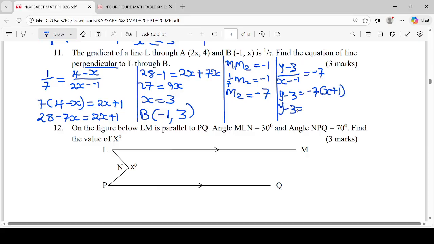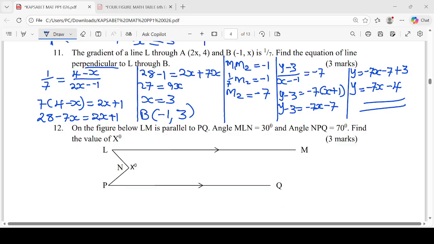Y minus 3 is equal to negative 7x minus 7. Then you're going to have y being equal to negative 7x minus 7 plus 3. This means that y is equal to negative 7x minus 4. That's how you respond to that part of the question. Let's look at question number 12.